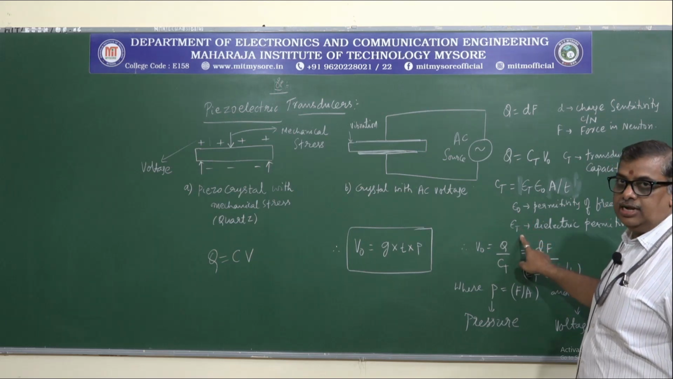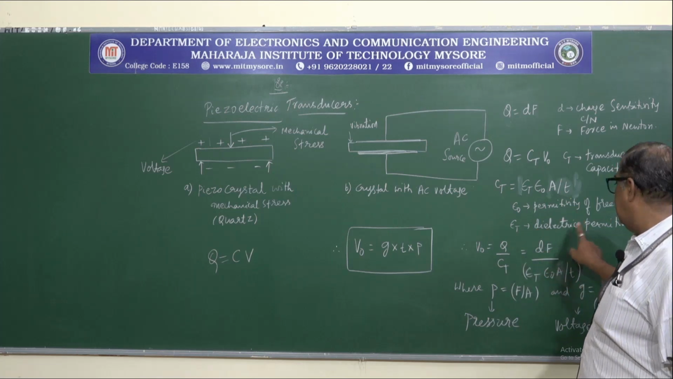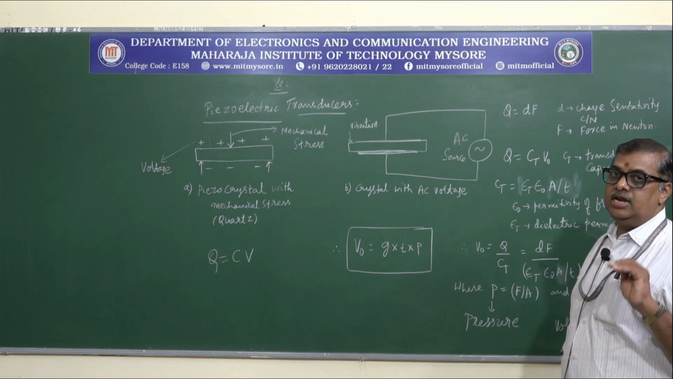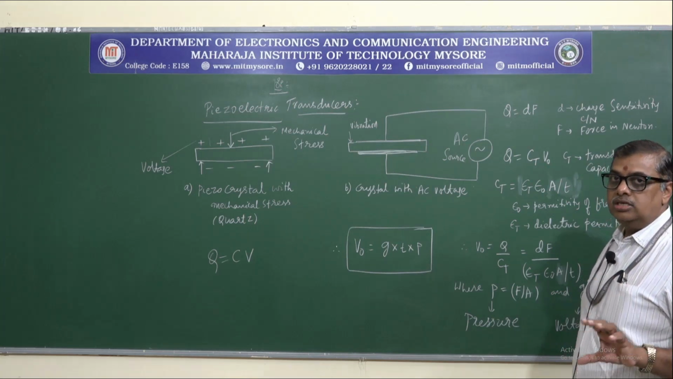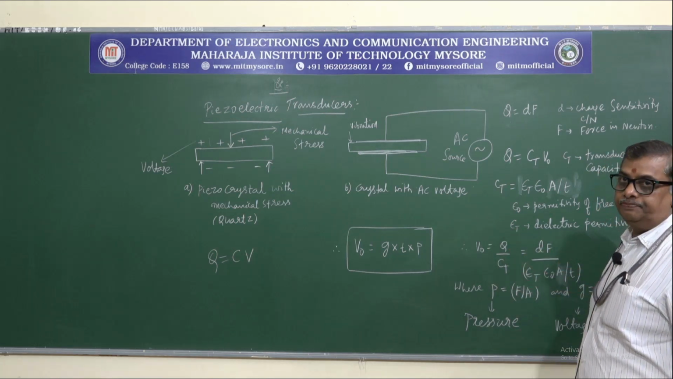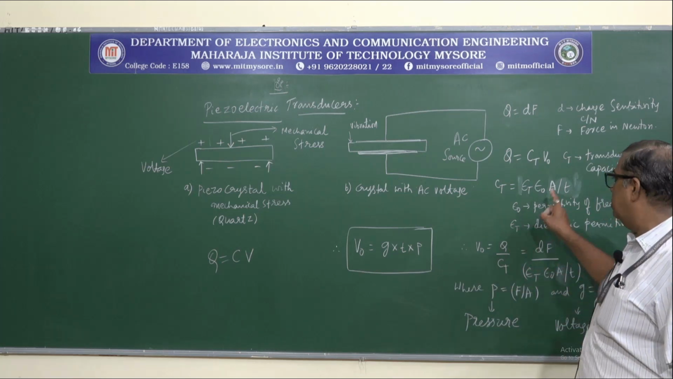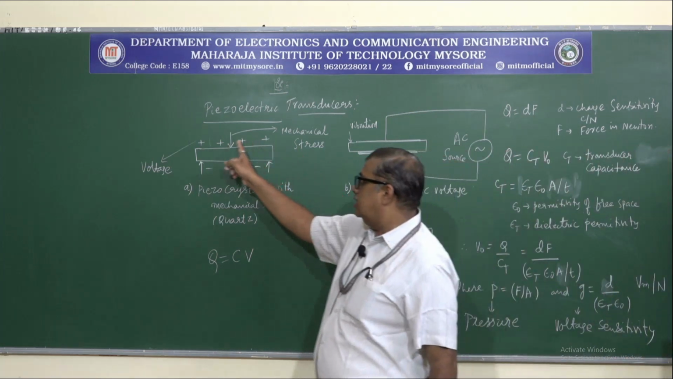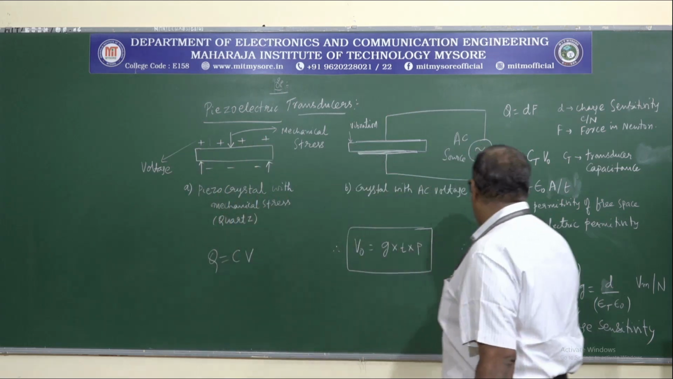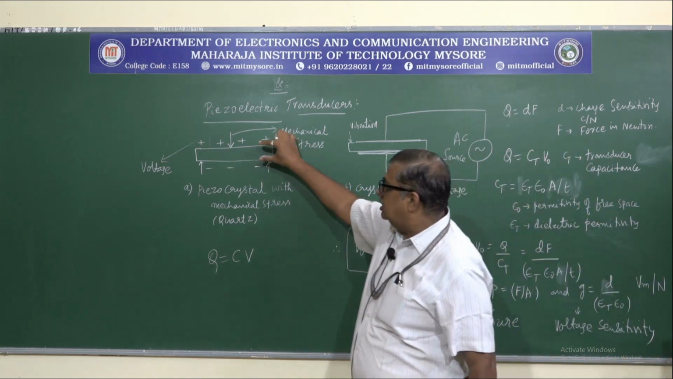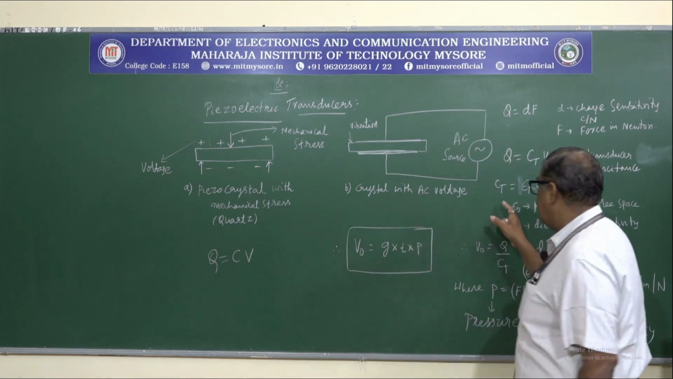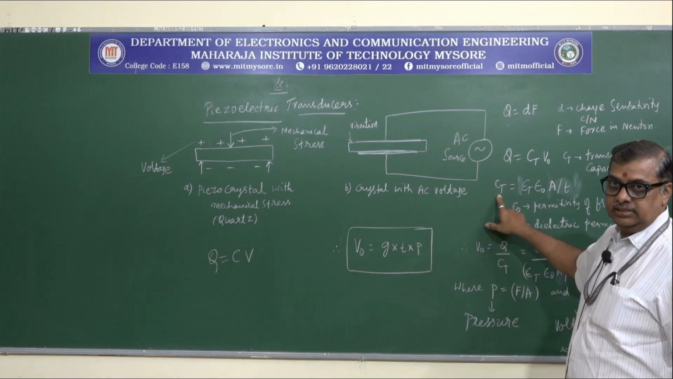What is this ε_T? It is called the dielectric permittivity. The dielectric permittivity depends on the material. For quartz, we have some standard value. So that is what ε_0 and ε_T are. And what is this A? A is the area of this piezoelectric crystal. And then what is t? t is the thickness. So, all these put together, we can calculate the transducer capacitance.